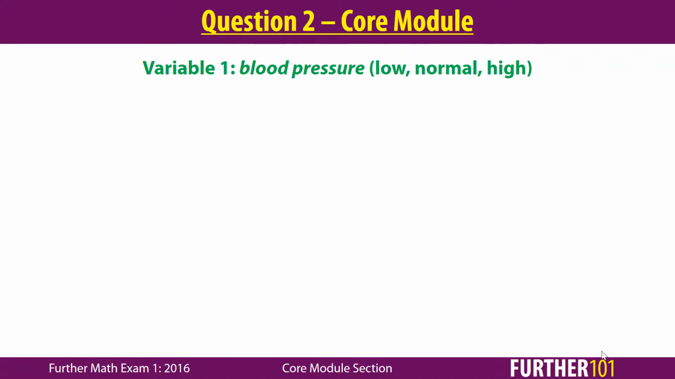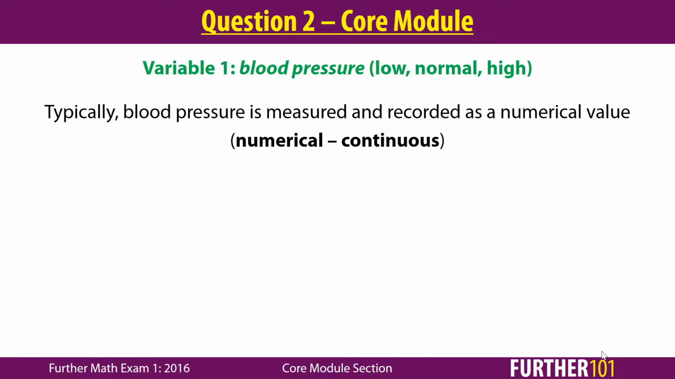Let's analyse the first variable, blood pressure. Now, when we typically think of blood pressure, we think of a doctor measuring it with one of those funny inflatable devices on our arms and writing down the measured number. Hence, we would instinctively assume that this variable must be a numerical continuous variable. But that would be incorrect. In fact, we have failed to do one very important thing whenever working with a variable.